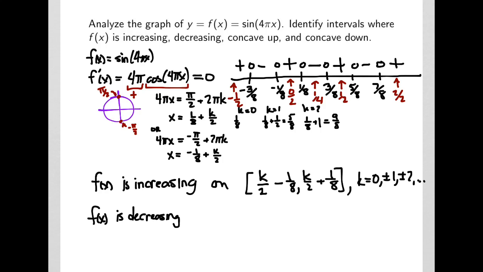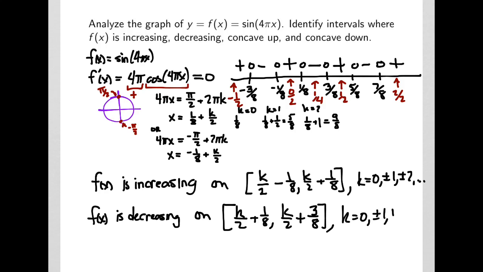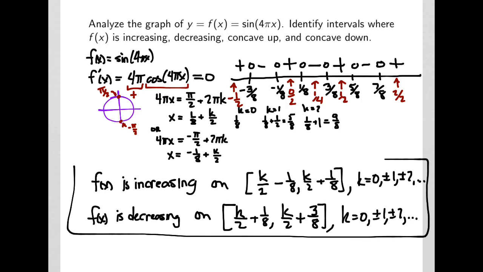Well, I might think about the same starting points, except I go plus an eighth to plus 3/8. So we're decreasing on k over 2 plus an eighth. That's my left endpoint. K over 2 plus 3/8 will be my right endpoint for the same values of k. K could be 0, plus or minus 1, plus or minus 2, and on and on. And so that is how we describe where my function is increasing and decreasing.